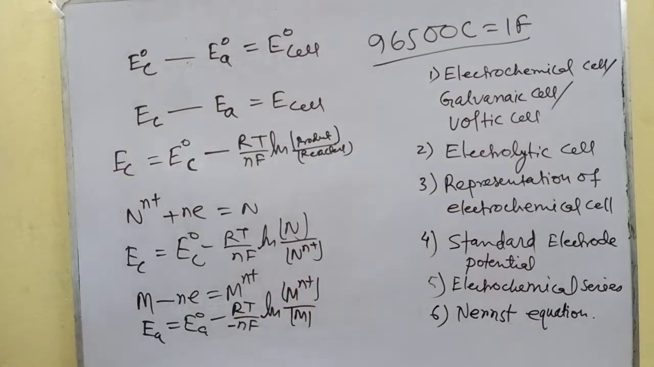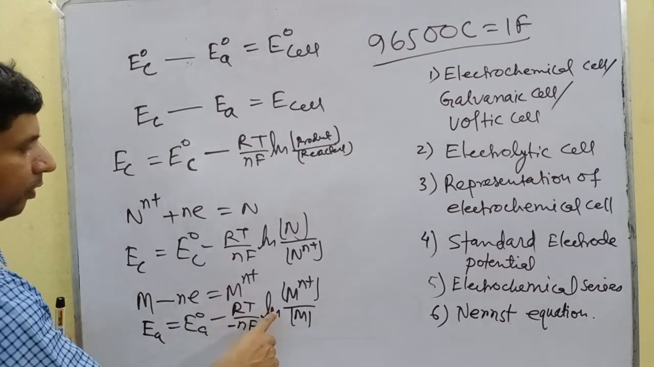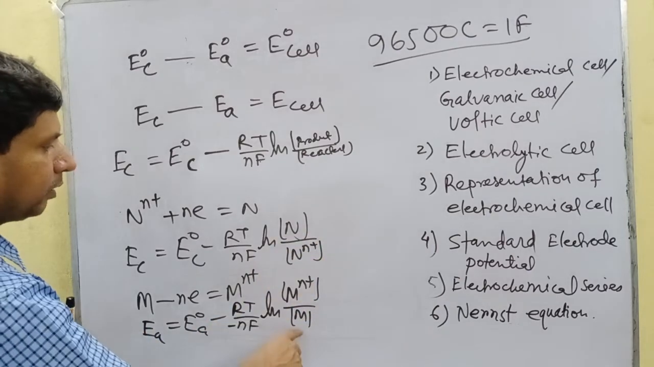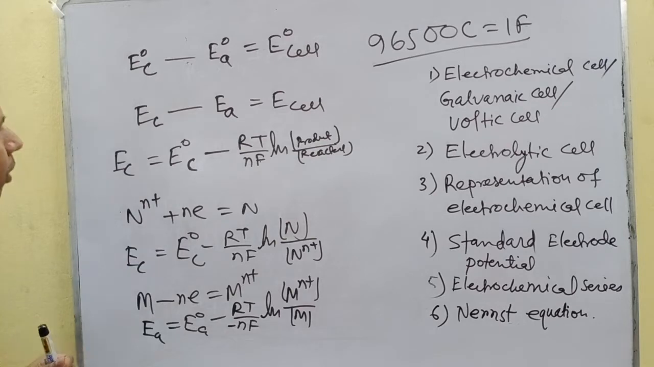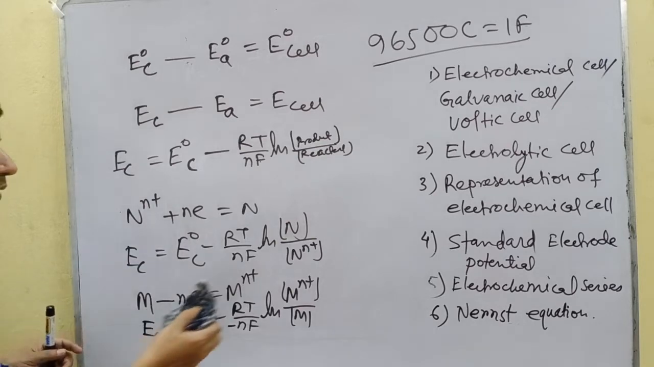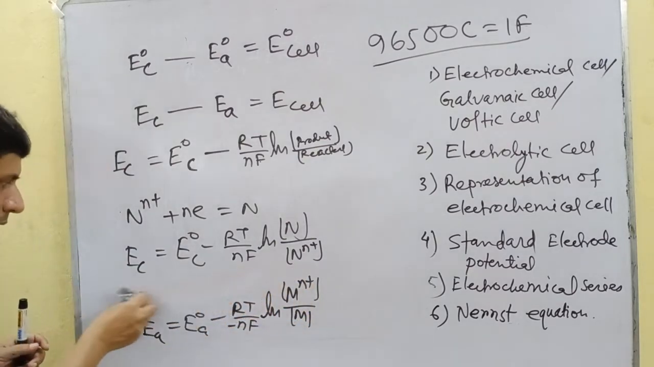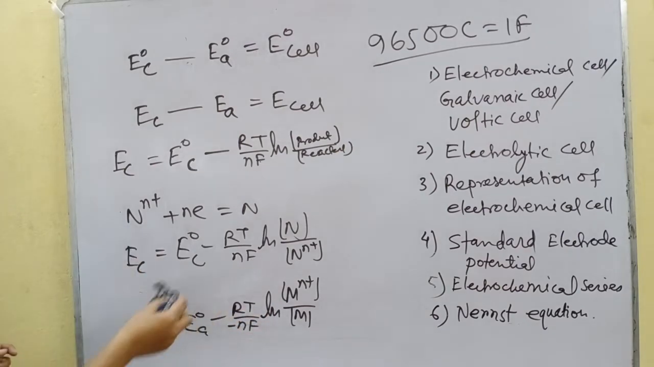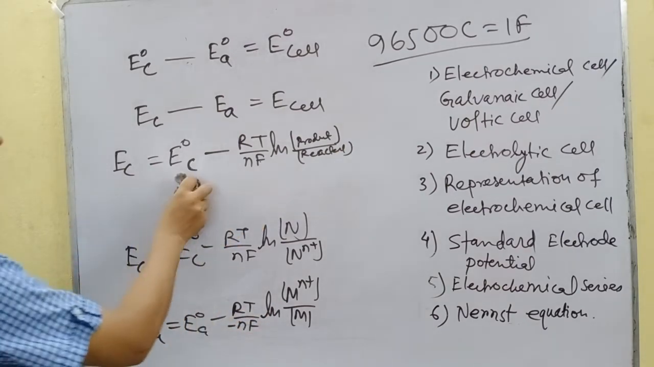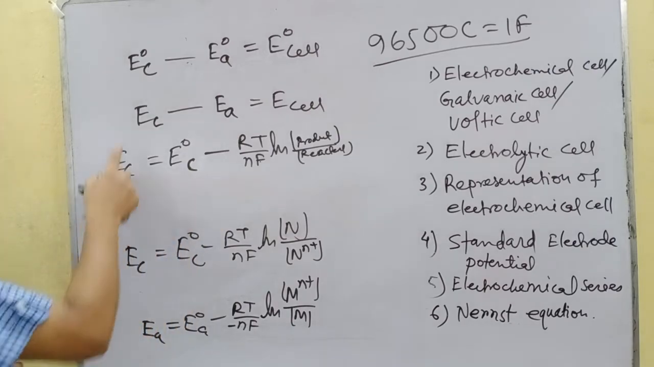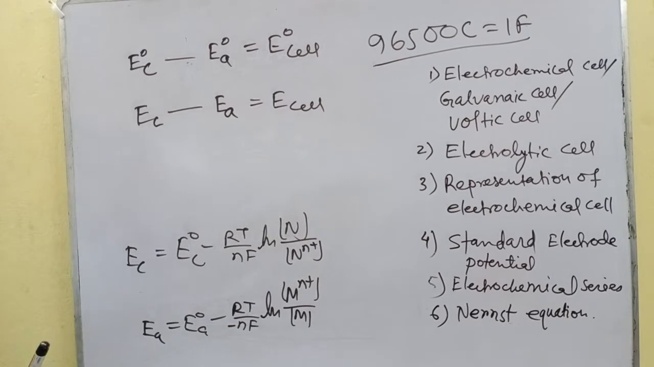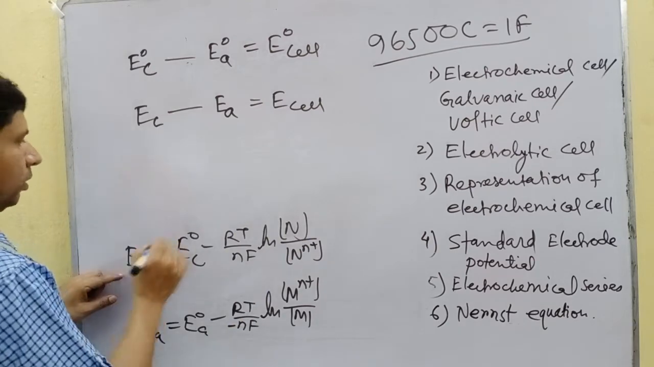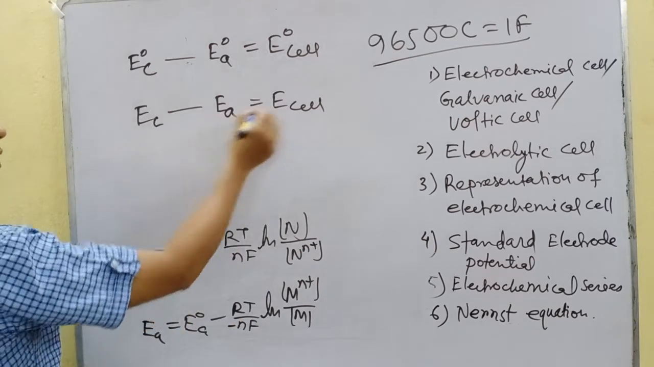Clear? So E anode equals E0 anode minus RT by nF ln of M^n+ divided by M, or E anode equals this. Now this is the cathode, this is the anode. Cathode minus anode gives E cell.